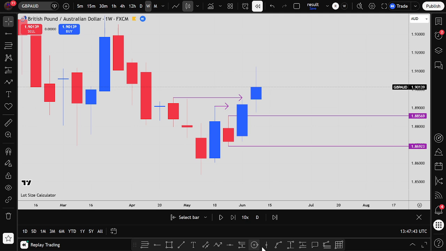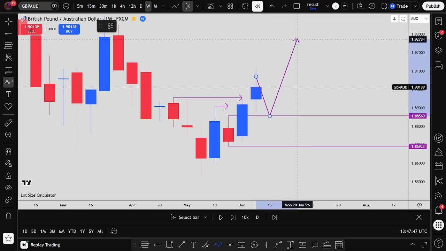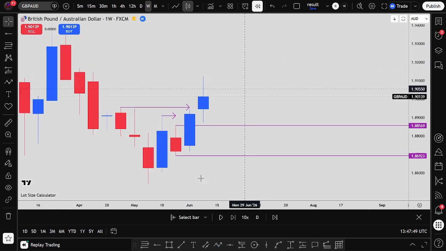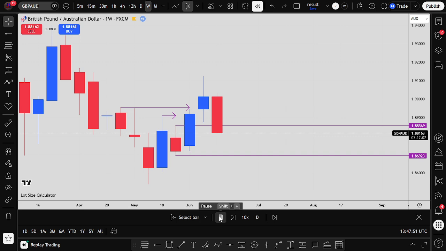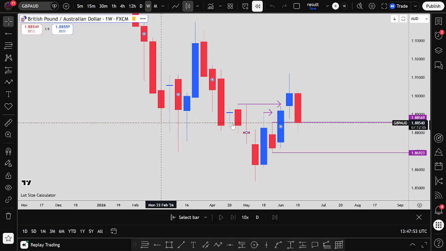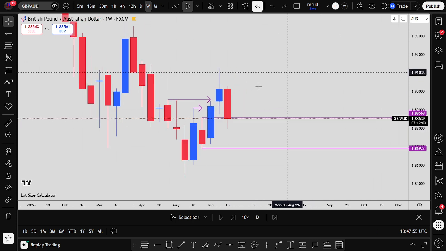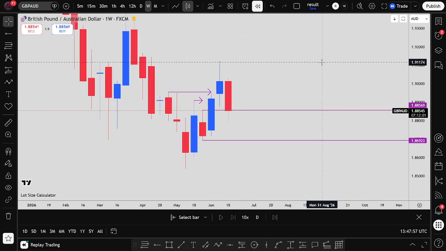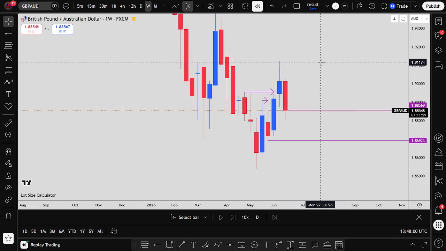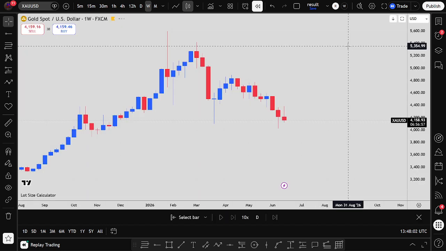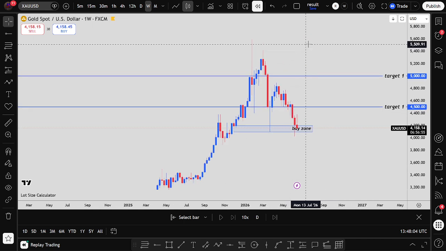We expect the market to come here and then go up, right? Let's see how the market plays out. Yeah, we came here and then it is moving up, right? So this is it. Let me see if I can get another example. Last example.